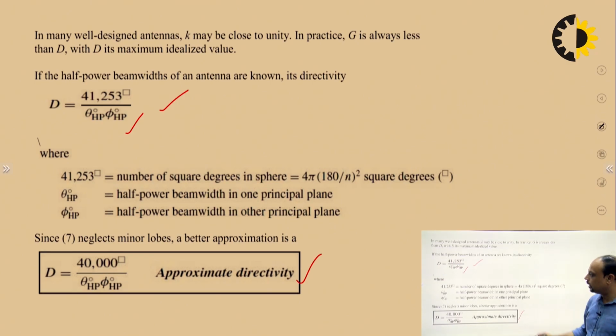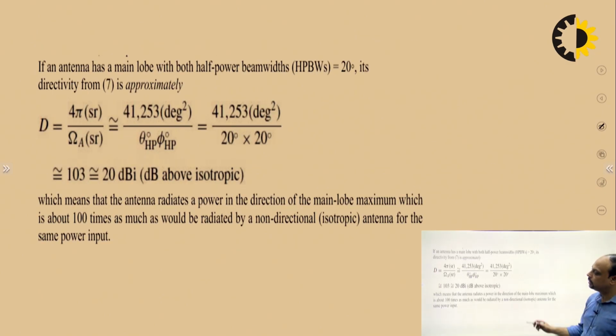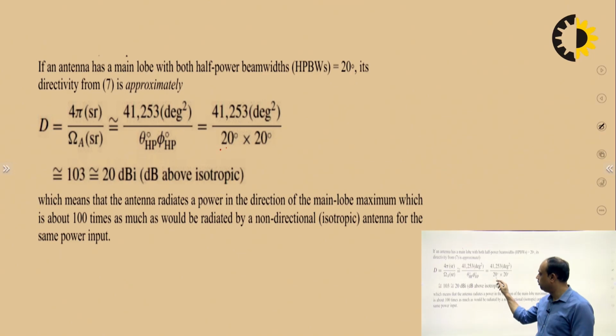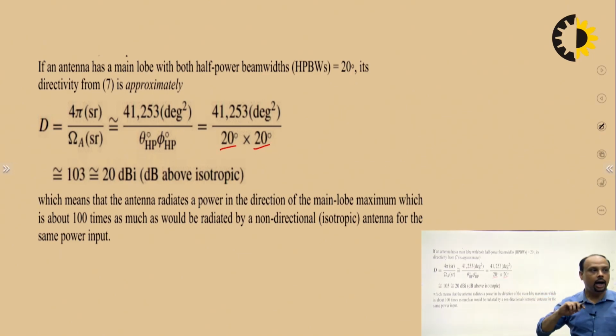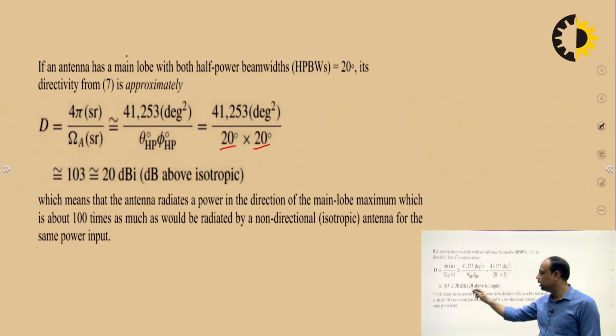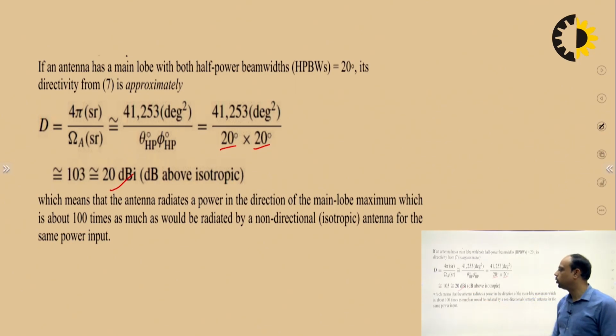So this is the directivity, and this is again the calculation if we have a 20 dB half power beamwidth in the theta phi plane. So we have the directivity of 20 dBi.